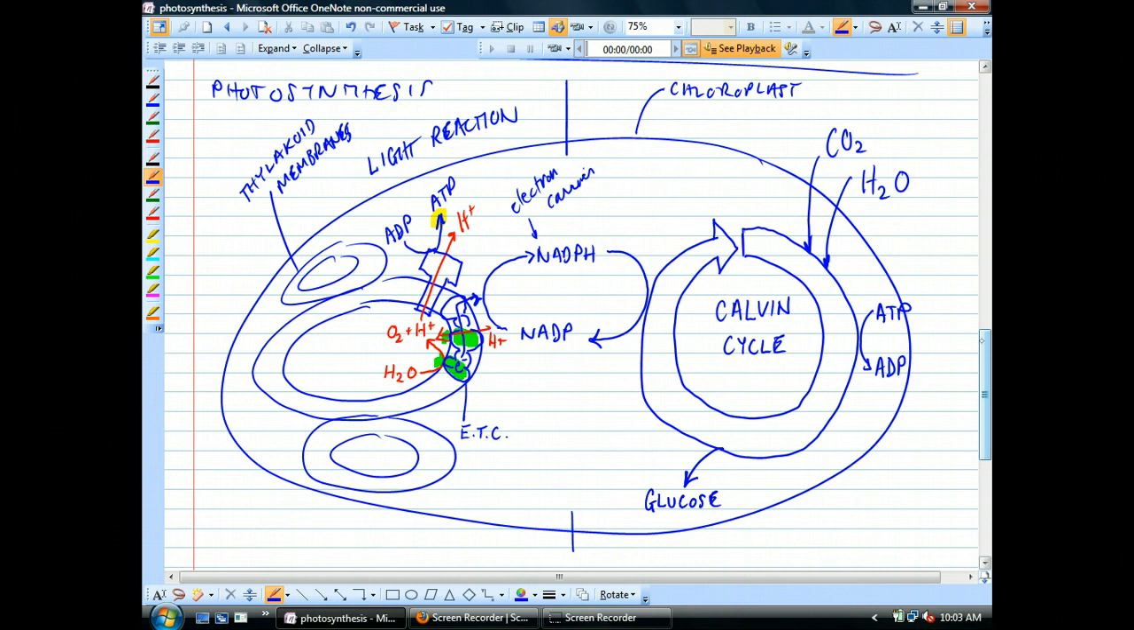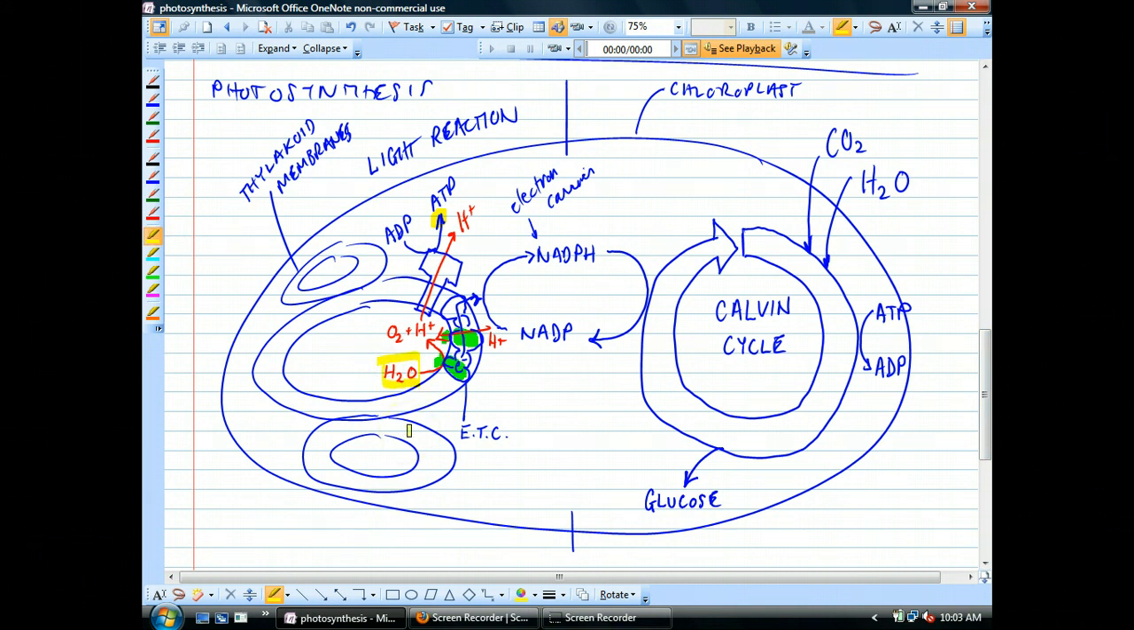I might ask you something like this. I might say, and this would be a tough one, where do the electrons come from for photosynthesis in the electron transport chain? And you'd have to say water. That would be a tough one. It comes from water right here. That makes sense. I see that right there.